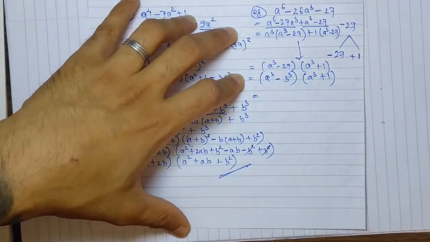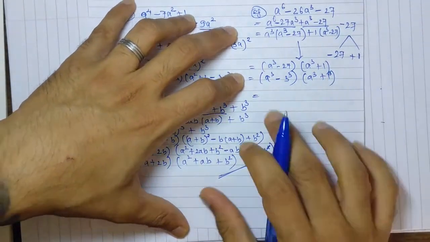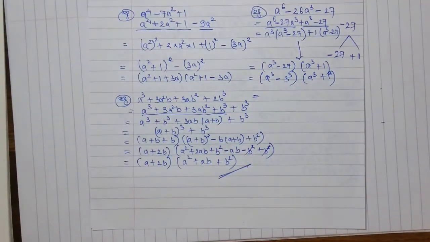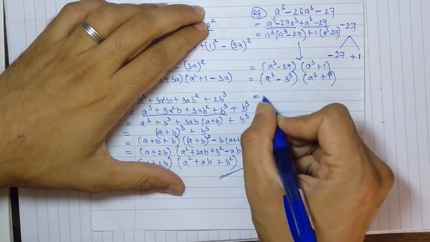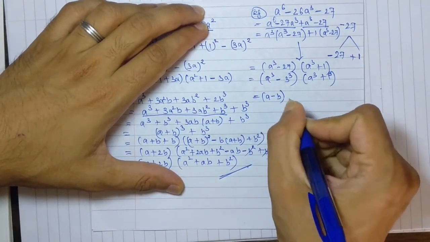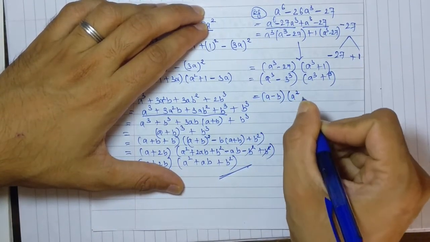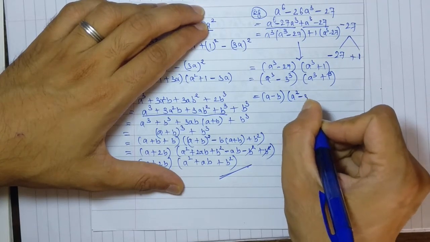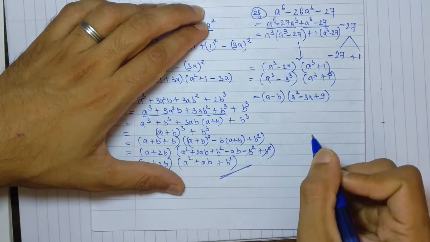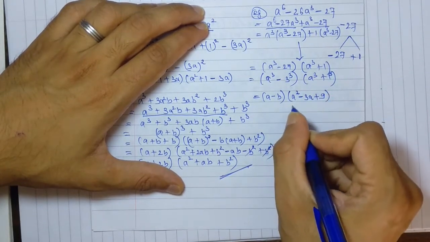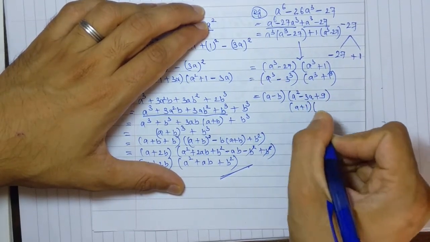Now these plus 1 cube, okay, so these both brackets are in the form of a cube minus b cube and a cube plus b cube. Now what is a cube minus b cube? a cube minus b cube is a minus b bracket a square minus ab plus b square. b is 3, so 9. And a cube plus b cube is a plus b bracket a square.